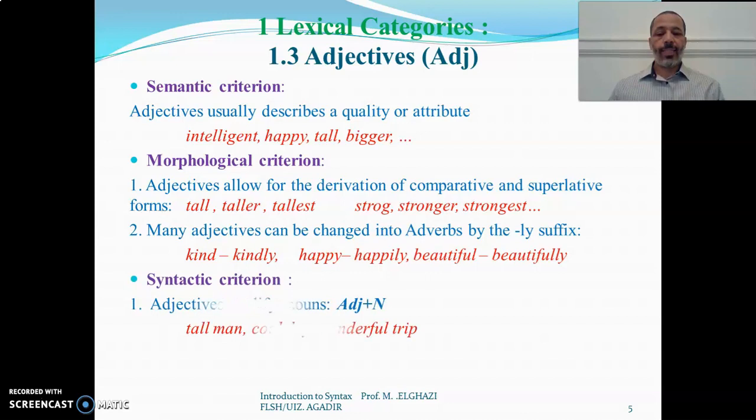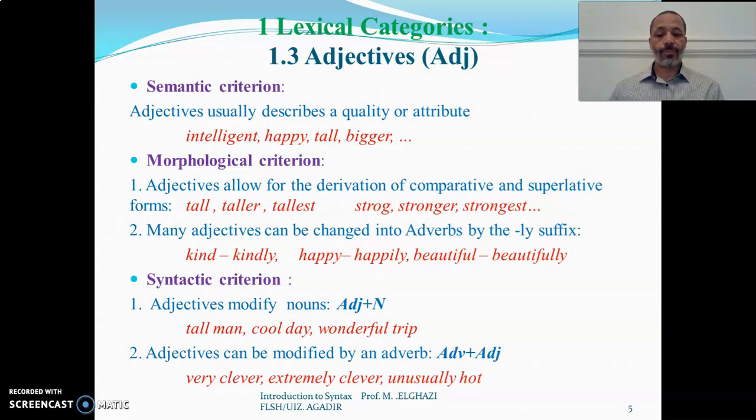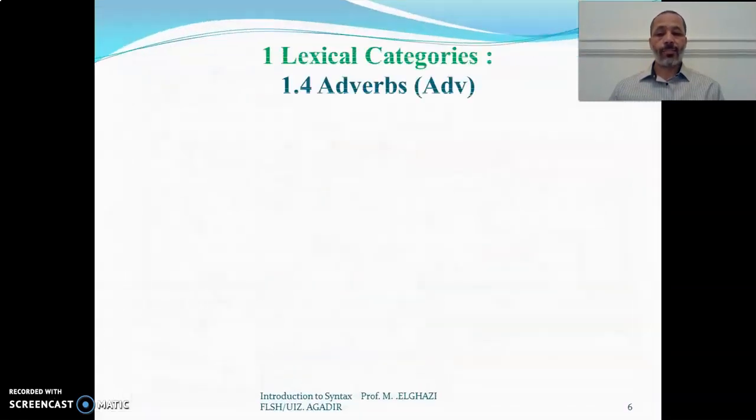At the syntactic level, adjectives modify nouns and they occur before them. And we have seen this syntactic criterion also with the nouns. So we have tall man, the adjective occurs before the noun. Cool day, again, adjective occurring before the noun. Wonderful trip, but in some cases, the adjectives can occur after the noun, like when you have the attorney general. Adjectives can be modified by an adverb also. So they can modify a noun and they can be modified by an adverb, like examples that you have below: very clever, extremely clever, usually hot, and so on.